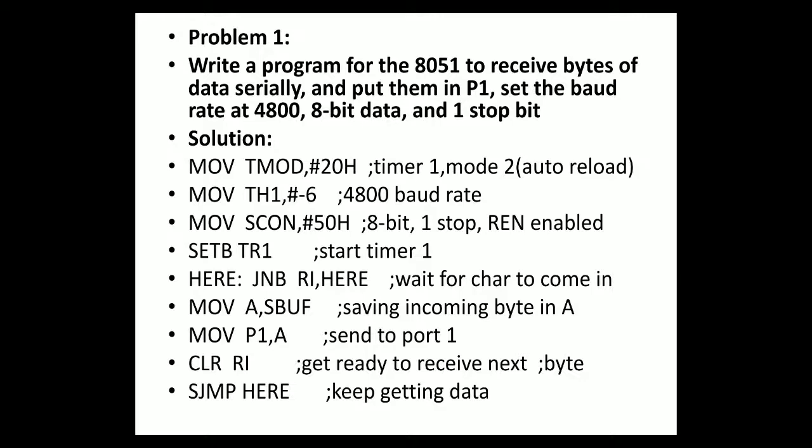Next, I have to clear my RI. If you don't clear this, even if you jump back, you cannot receive the next byte. Therefore, CLR RI has to happen. Understood this point? After clearing RI, you are free to take the next byte. How do you go for that? SJMP here. So you are going back to the same label. Again, you are verifying whether RI has been raised or not. This way, you can continuously receive your serial data.